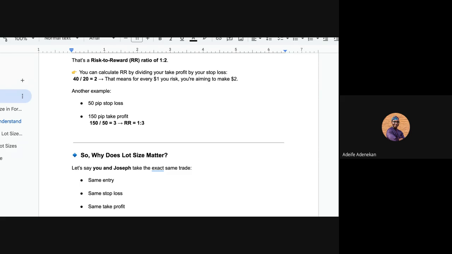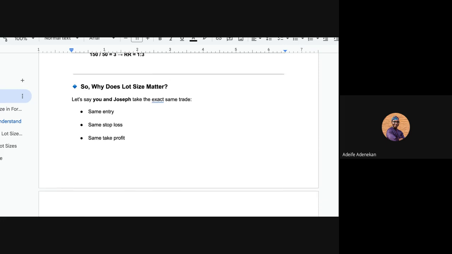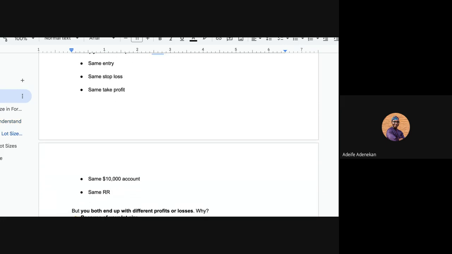So now back to lot size. Why does lot size matter? Let's say you and your friend, let's name the friend Joseph, take the exact trade. Your account balance is $10,000. Joseph's account balance is $10,000. Your entry is the same, your stop loss is the same, your take profit is the same, and your risk to reward is the same.